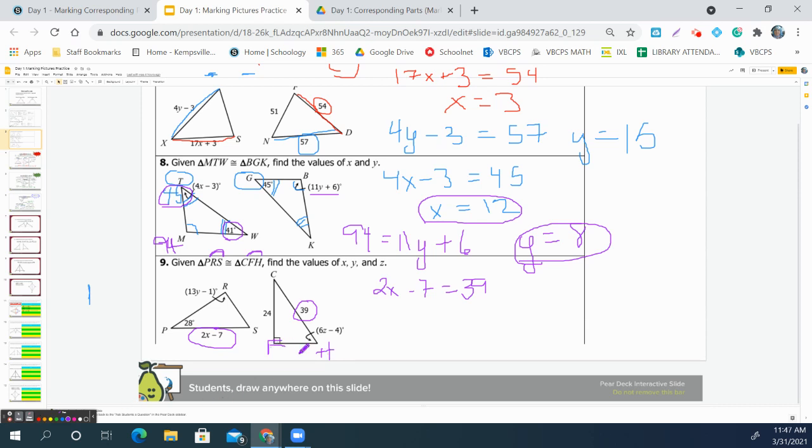So if everything's not labeled, you've got to figure out how to label it. Angle R goes with angle F. That's how I know this one's got to be here, which means R is also a right angle. So what can I do with the y expression? What's 13y minus 1 going to equal? What does angle R go with? Yeah, 90 degrees. That's angle F. 90 degrees. Boom.